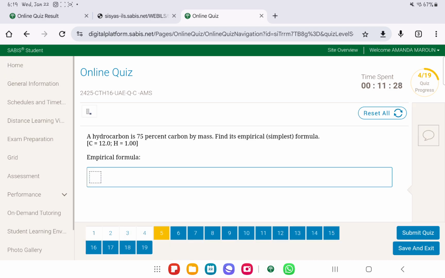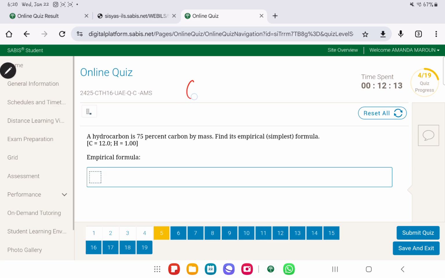Moving on to question number 5. This question is a very nice question. A hydrocarbon HC, for example, HxCx, okay? Or it could be CxHy. Alright, it's more preferable to put the C first. Is 75% carbon by mass. Find its empirical or simplest formula.